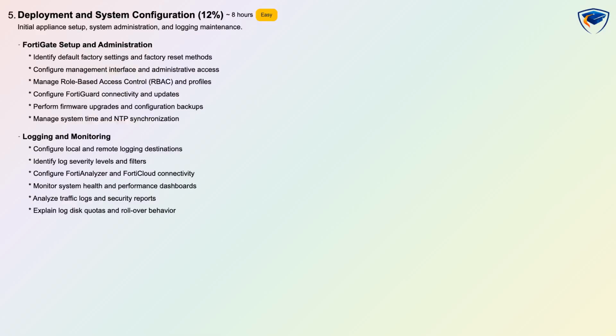Deployment and system configuration is 12%, rated easy, and expects roughly 8 hours focused on appliance setup, system administration, and logging maintenance across conceptual and scenario questions. You will identify factory default settings and reset methods, configure management interfaces and role-based access control, manage FortiGuard connectivity and perform firmware upgrades and configuration backups. Logging and monitoring topics include local and remote log destinations, log severity filters, FortiAnalyzer and FortiCloud integration, system health dashboards, traffic analysis, and log disk quotas and rollover behavior.